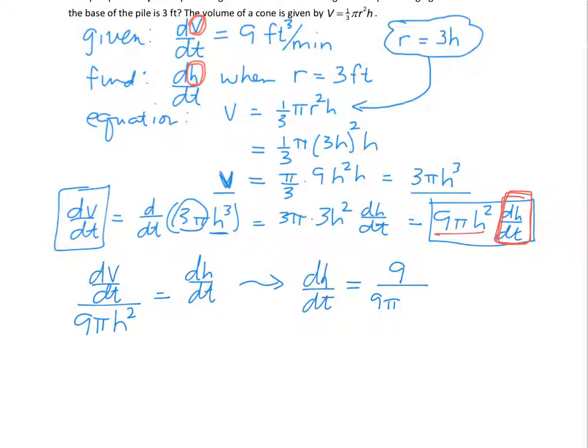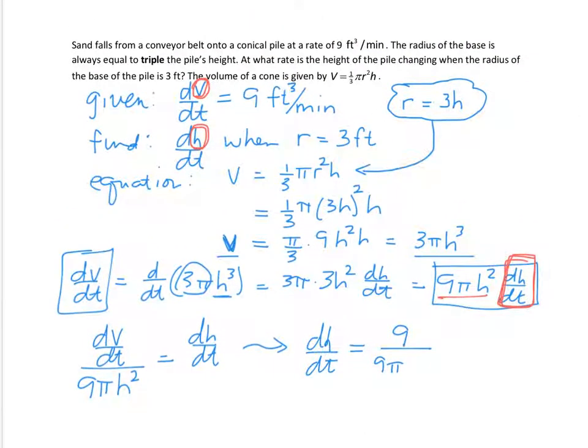Now I want to know what h is. Now remember, we're asked to find dh/dt when r is equal to 3. Let's go back up here. This is the equation that relates r to h. We're asked to find, as I said, the rate of change of height, dh/dt, when r is 3. I want to go into that equation, replace r by 3, and then solve for h. And you can see that I get h is equal to 1. So when r is 3 feet, h is 1 foot.